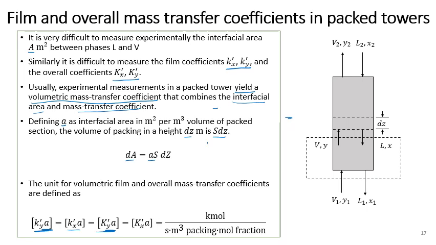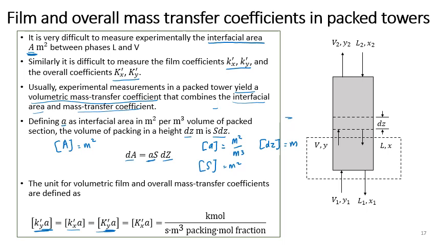Okay, just to check on the dimensional consistency. So unit of a is meter squared per meter cube volume, interfacial area in meter squared per meter cube volume. The unit of S is meter squared. The unit of dz is meter. And the unit of A is meter squared. So A is the interfacial area between the phases, so it's difficult to measure. So you can measure this, and this.